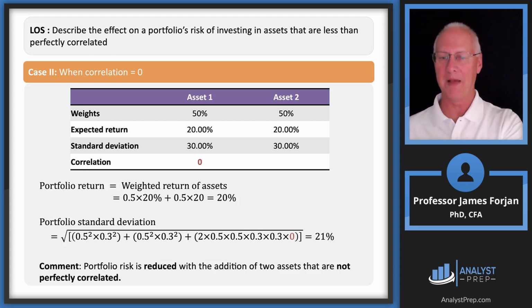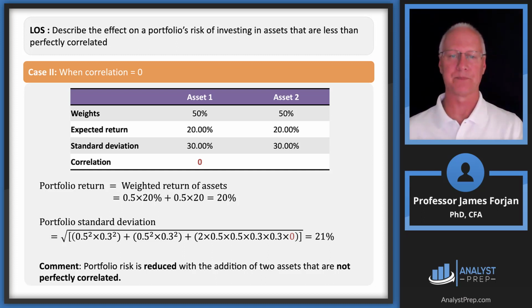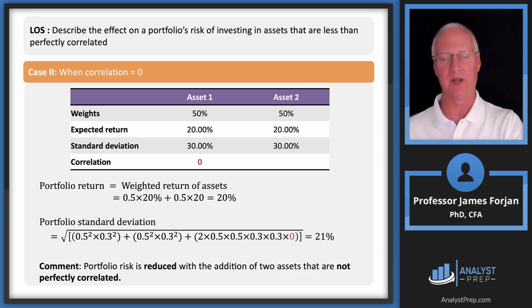So when you multiply by 0, it wipes out that third component of the equation. Wow. So if the correlation coefficient is 0, then notice we started with an asset that had 30% standard deviation. We have added an asset that has 30% standard deviation. And our risk has fallen to 21%. There is a diversification benefit with a 0 correlation.